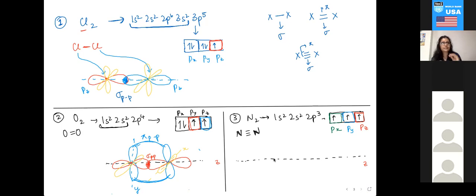Octet configuration is like nirvana. That's the main aim of every single atom there is. That's why noble gases don't bother with anything. They're just chilling. But if fully filled cannot be attained, then they settle for the next best things, which are your half filled configurations and all those other symmetrical things.